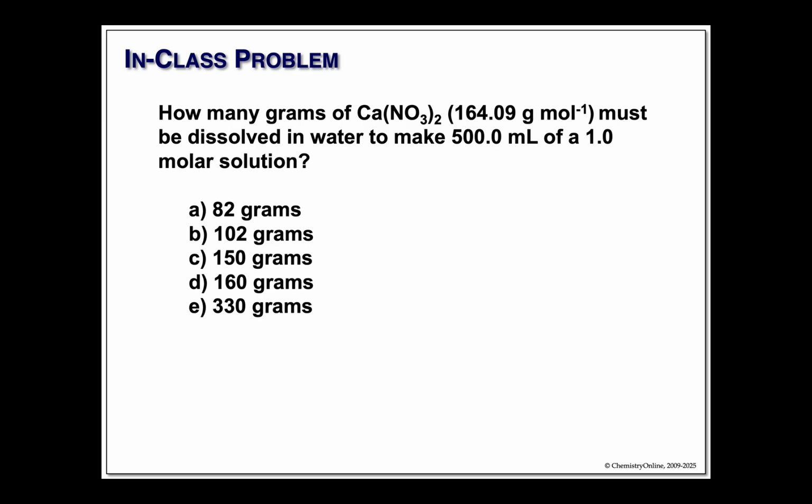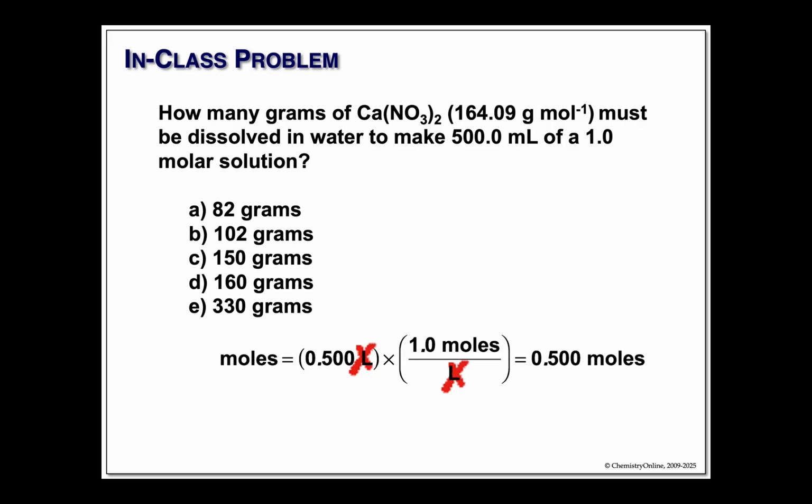We have calcium nitrate. How much of that in grams do we have to dissolve to make 500 mils of a 1 molar solution? Once again, concentration times volume is moles. We have half a liter, 1 mole per liter. That's half a mole. All right, we need to know how many grams of calcium nitrate that is. If we had 1 mole, it would be 164. It's half a mole, so it's half of that, 82 grams.